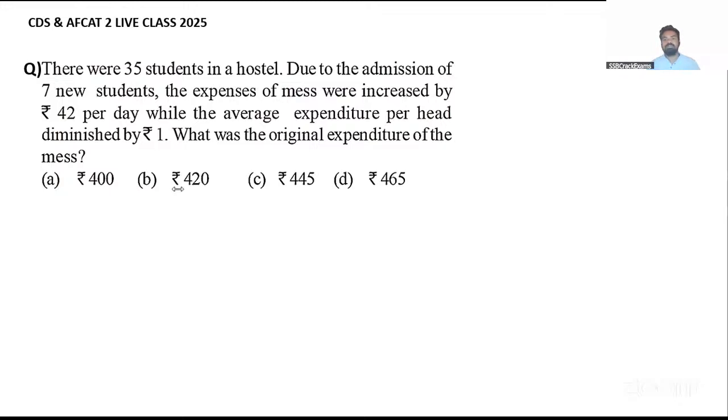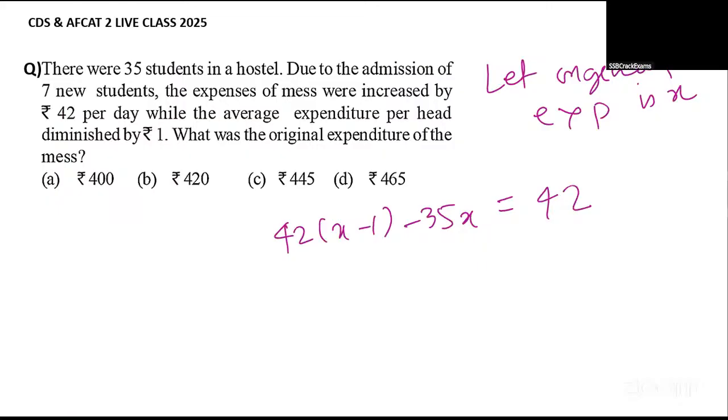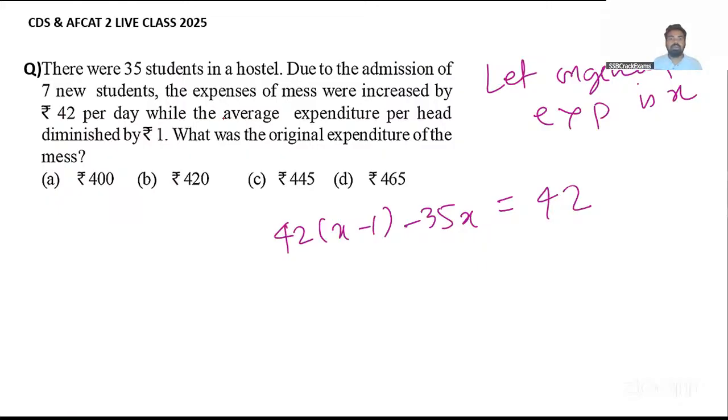Suppose it is X. Let's say the original expenditure is X. All right. Suppose it is X. Then what we have is 42 times (X minus 1) minus 35X is equal to 42. What I did here, since the average expenditure per head diminished by rupees 1.